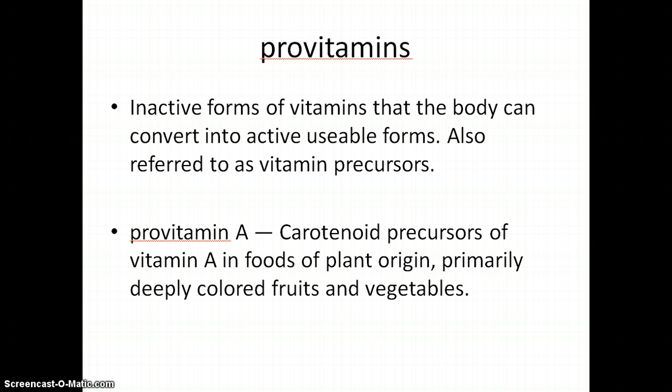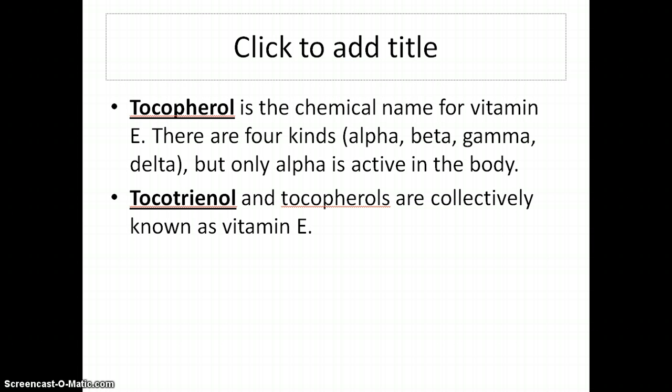Provitamins, pro is before, so that is the form of a vitamin when it's inactive in the body, and then it is converted when it gets to where it needs to be to the active usable form, also called a precursor. So a provitamin A is the carotenoid precursors of vitamin A in foods of plant origin. And again, vitamin A is mostly found in your deep oranges. Many of the colored fruits and vegetables have a lot of vitamin A.